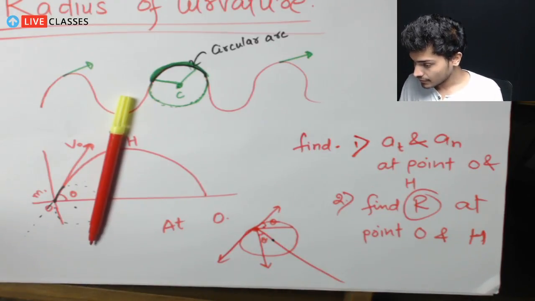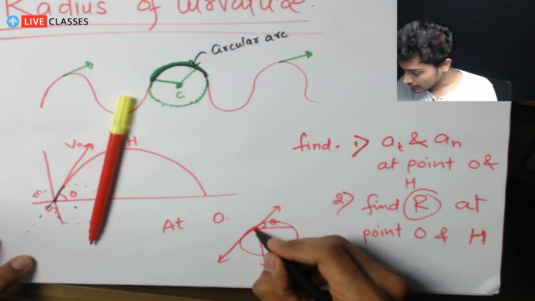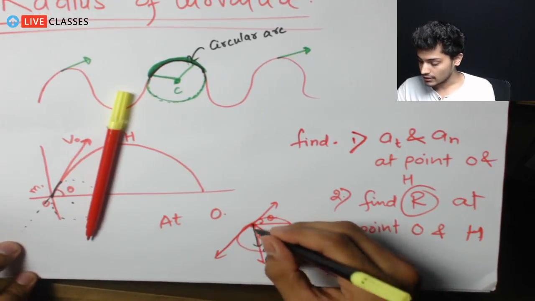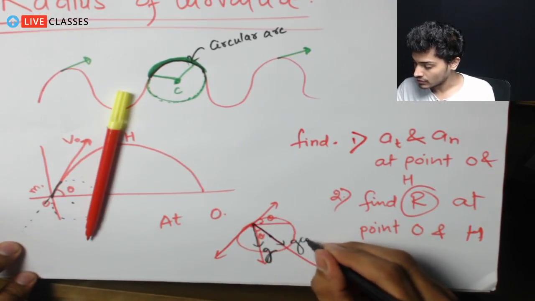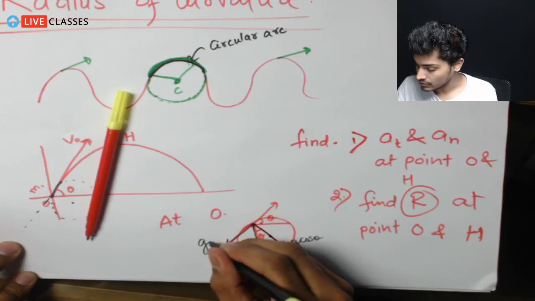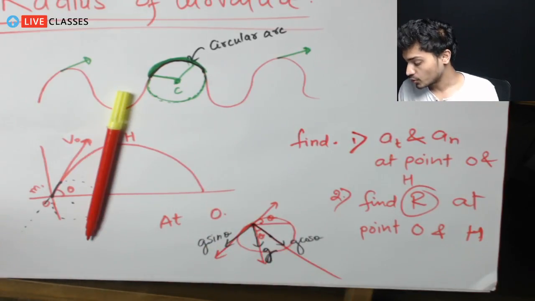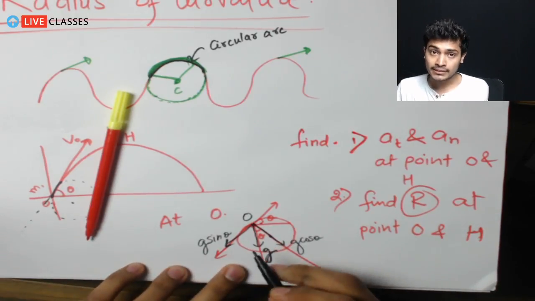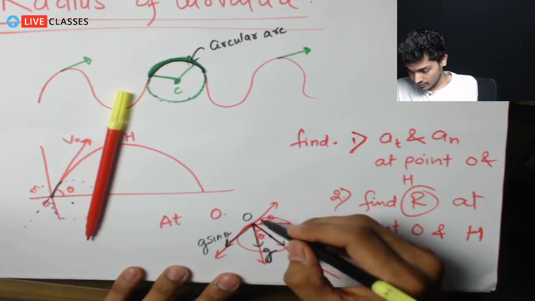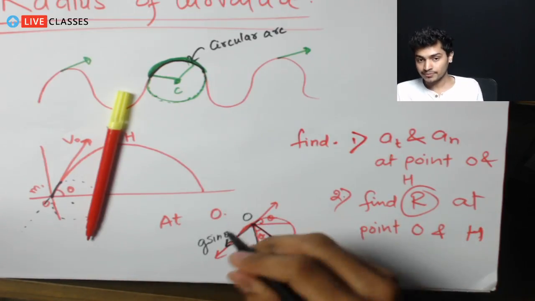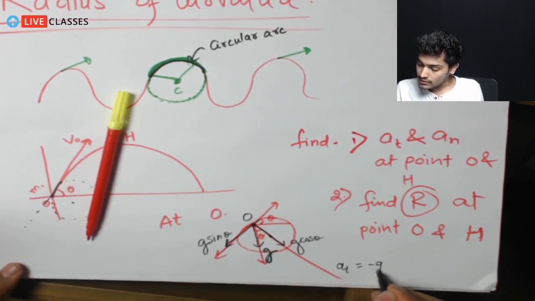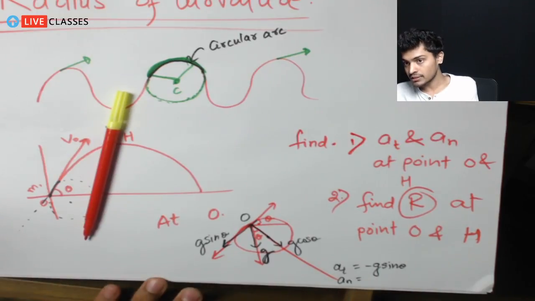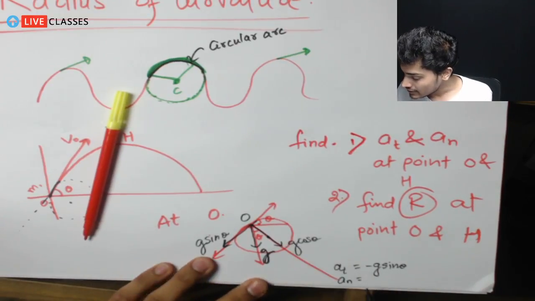So here T is acting, G is acting in this way, right? G is here, and G cos theta will be acting here, and G sin theta will be in this way. So now we can easily find that at point O our tangential acceleration will be G sin theta, which is opposite to the direction of V naught. So here AT is minus G sin theta, and our AN, that is the normal component of acceleration at point O, is G cos theta.